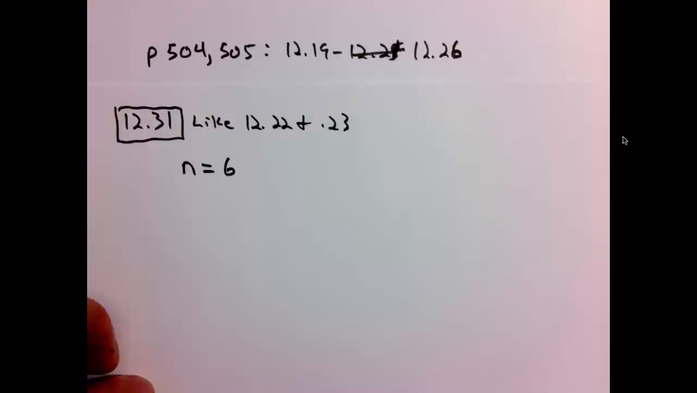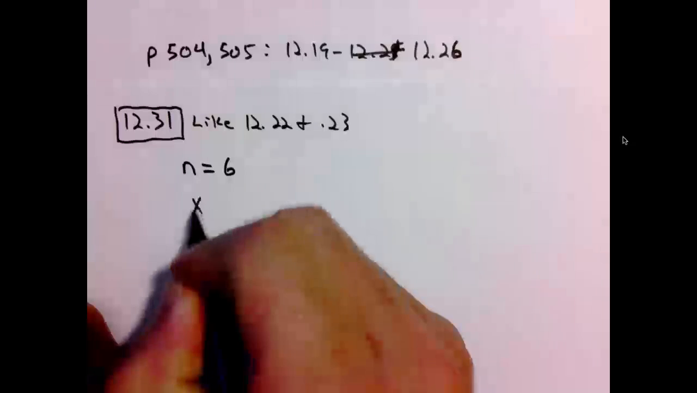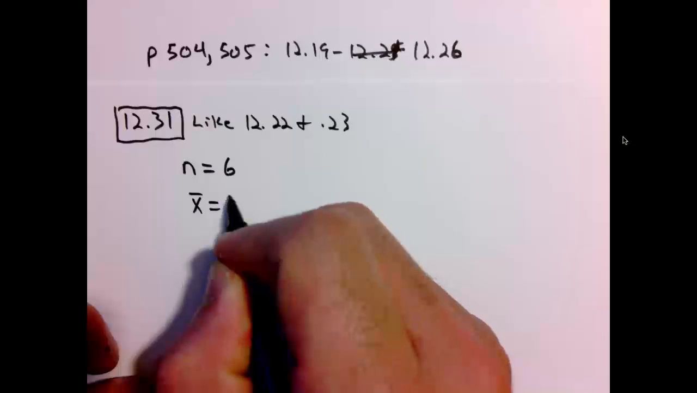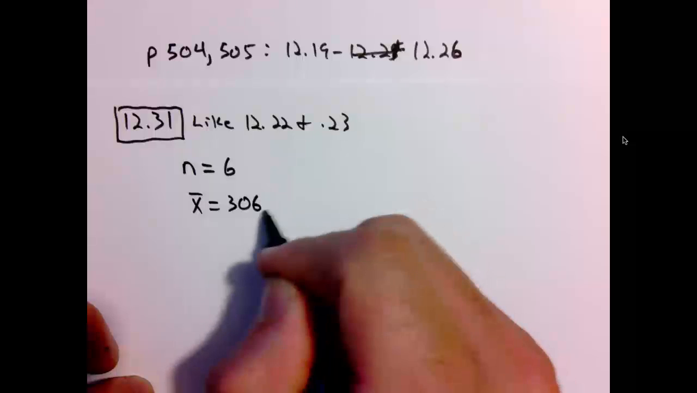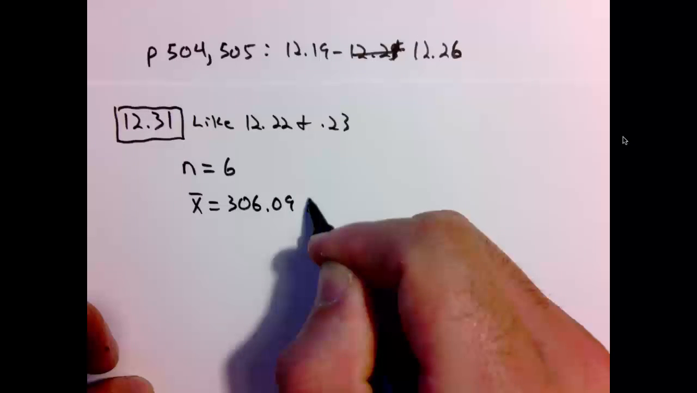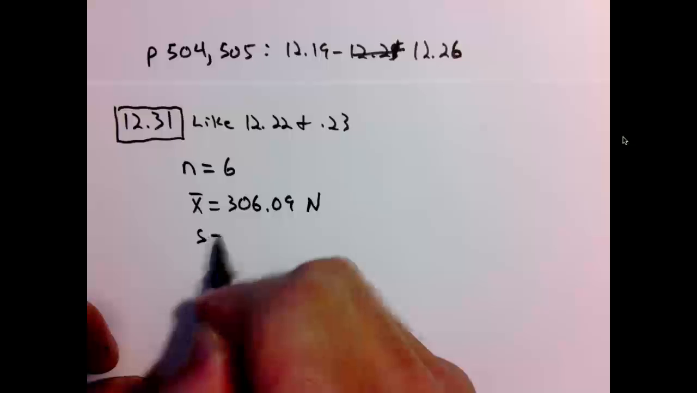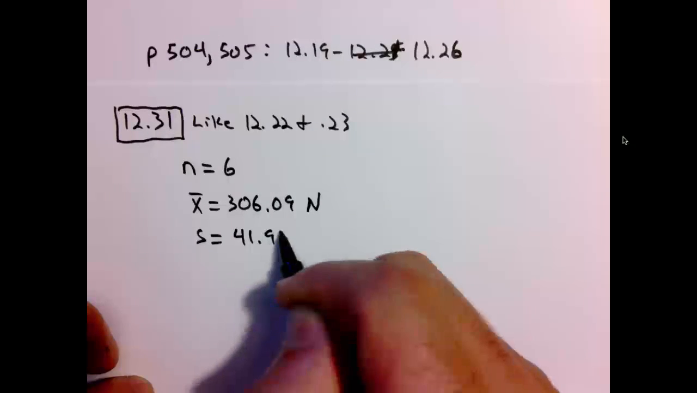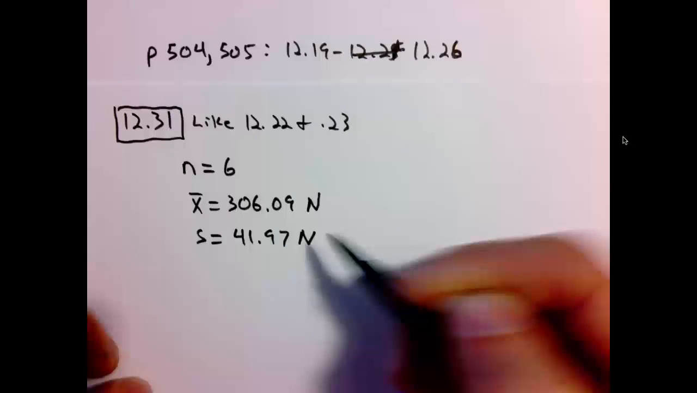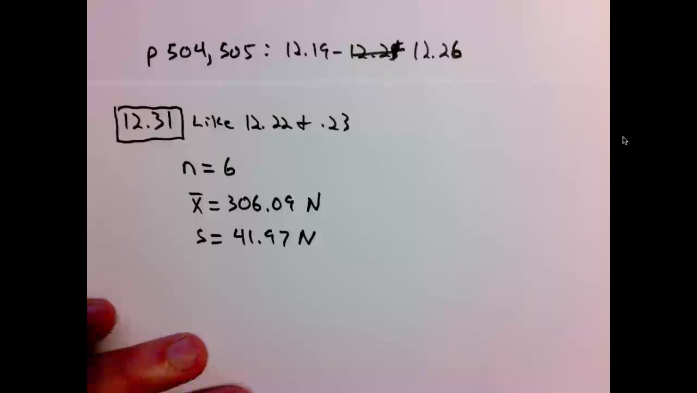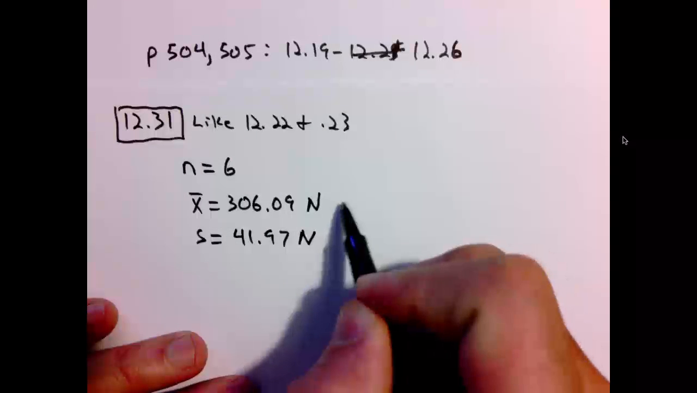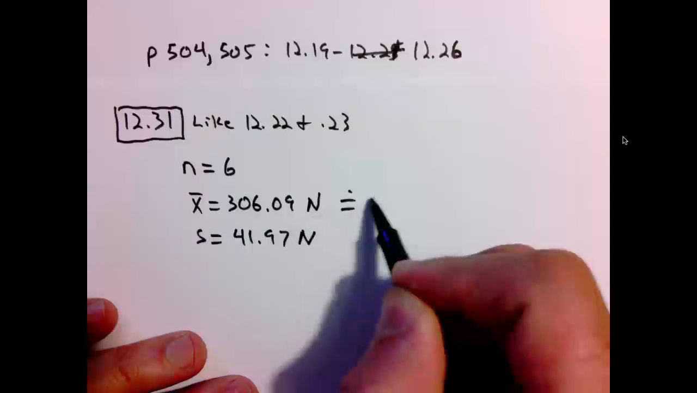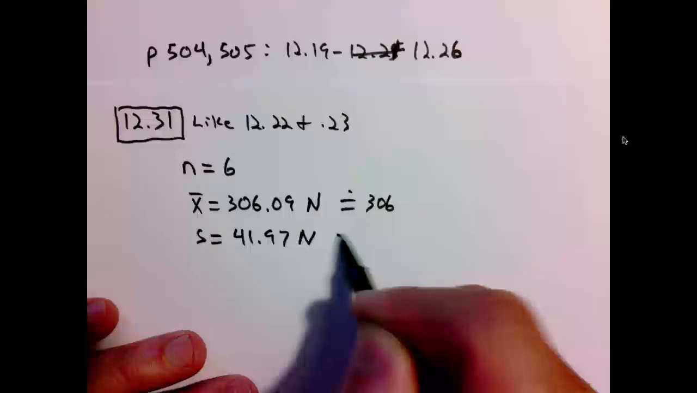The force required to break an acrylic bone was measured for 6 specimens, and the resulting mean and standard deviation were, so we're given a sample mean of 306.09 newtons and a sample standard deviation of 41.97 newtons. Okay. For the sake of our calculation, I'm going to do some rounding here. I'm going to call this approximately 306, and I'm going to call this approximately 42.